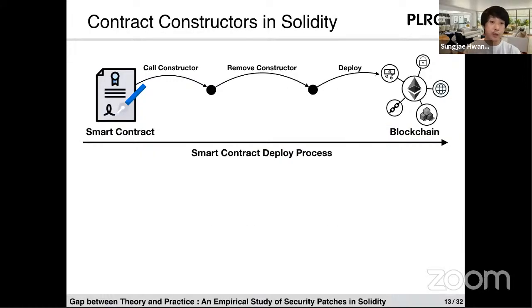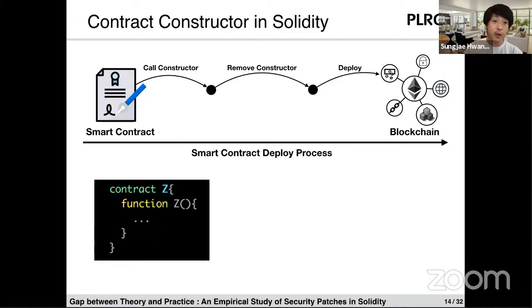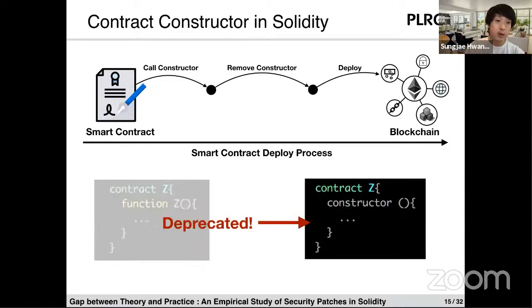The first vulnerability is misusing constructor by incorrectly naming constructor functions. So in Solidity, a constructor is a special function that is used only once when a contract gets deployed to the Ethereum network and gets removed from the contract. The name of a constructor function must be the same as its contract name. The Solidity patch for misuse of constructor is simple. A keyword called constructor is newly introduced, and now developers must use this keyword when they define constructor functions.